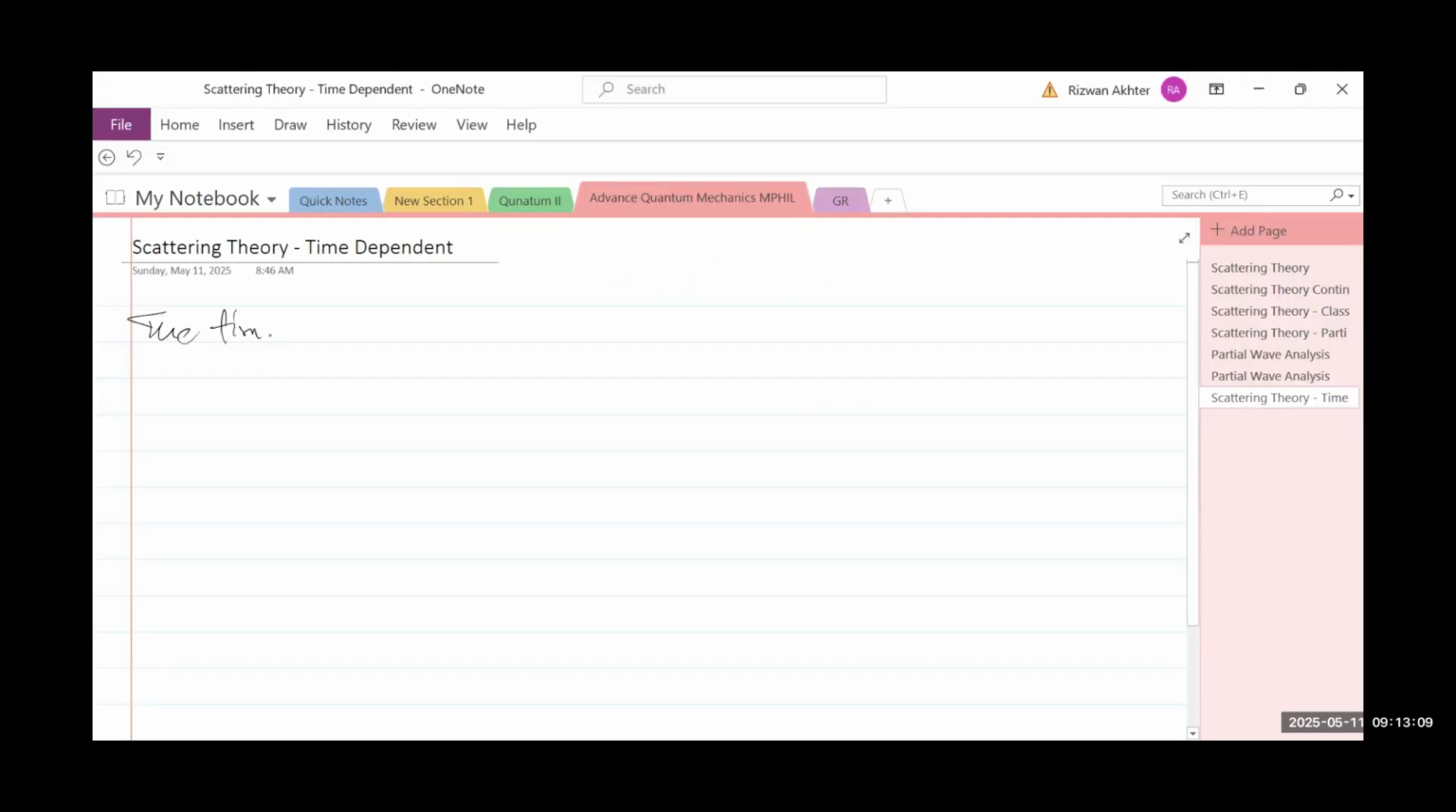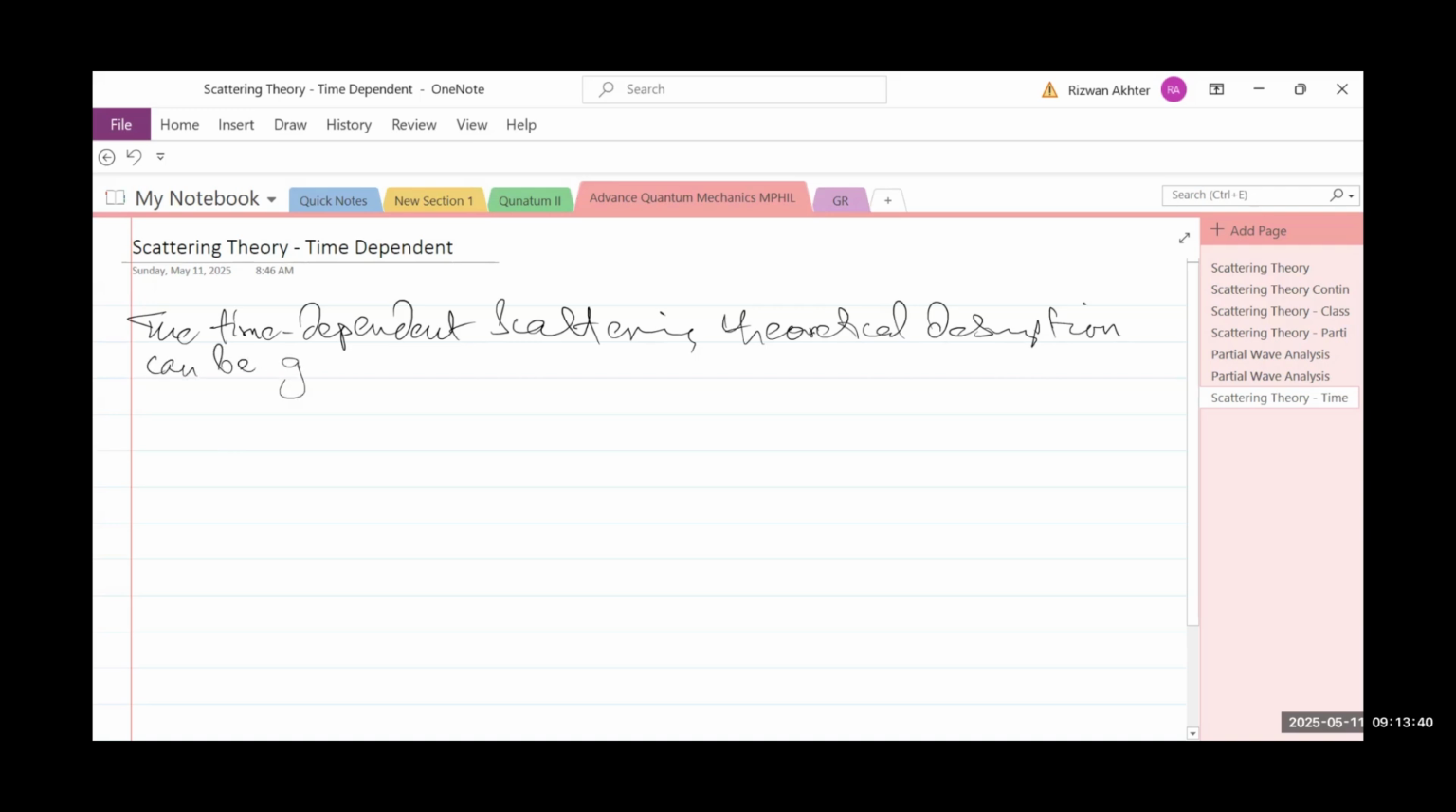Time dependent scattering theory. The theoretical description can be given using classical theory.